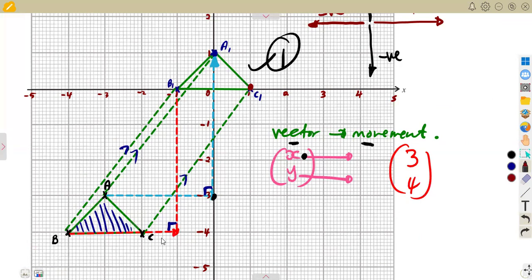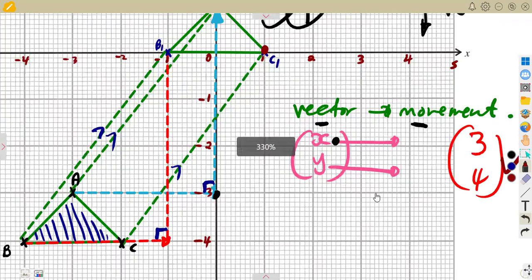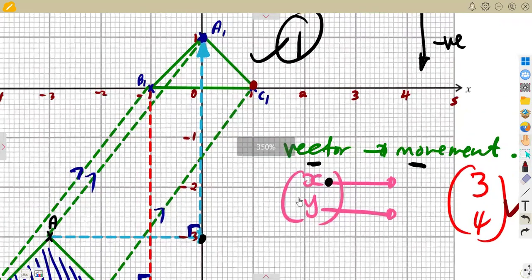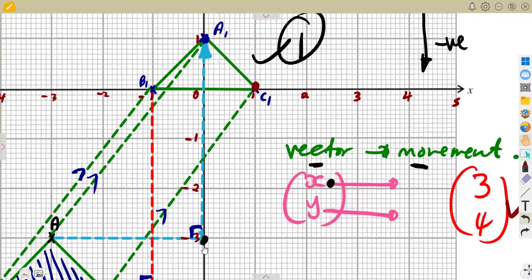So I want you to try by movement from C up to C1 and see if you're going to have the same answer, which is 3, 4. So we saw that the translation vector is not only from a calculation, it can be determined from a movement. It can be a movement in X, a movement in Y. How many units in X? How many units in Y? From the corresponding A to A1.